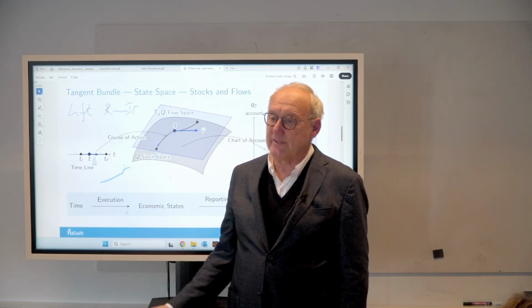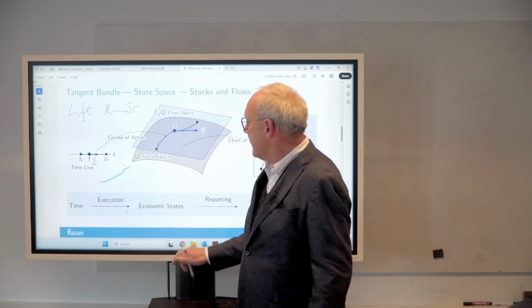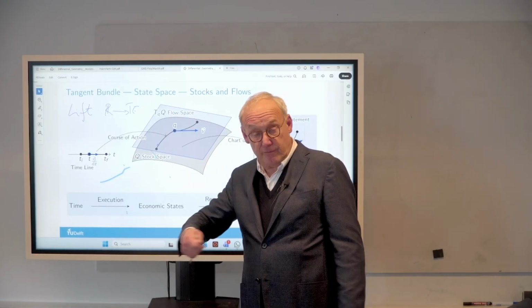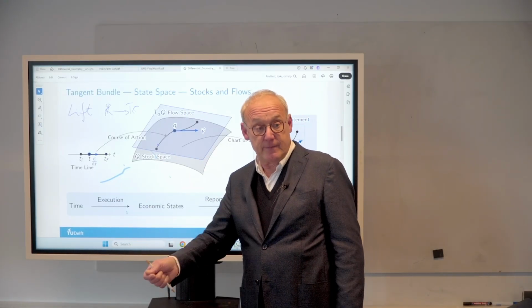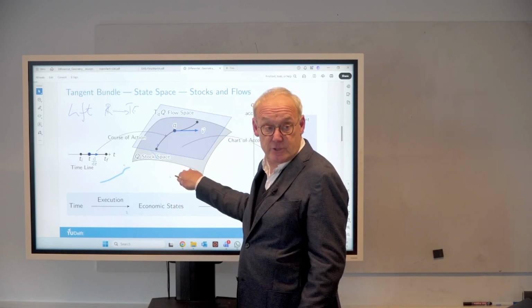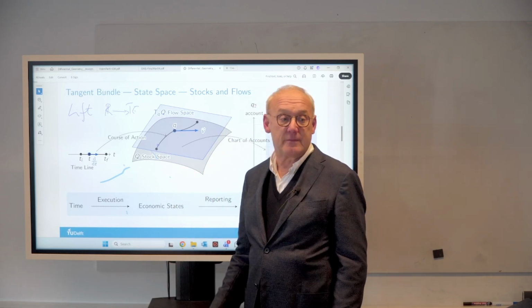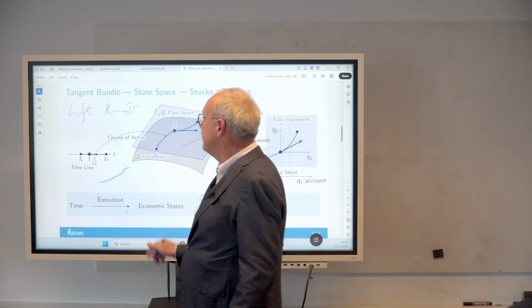This is what we call the tangent lift. So the tangent space is the space of the activity, the flows. This is a space of stocks or positions.